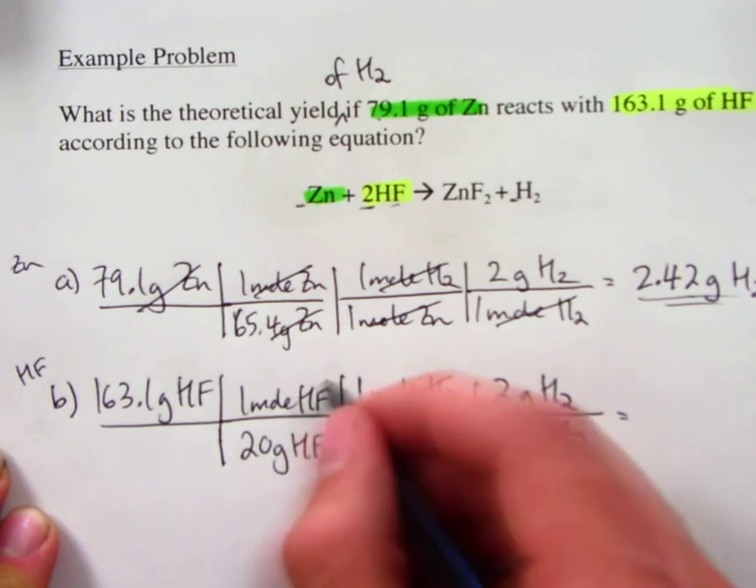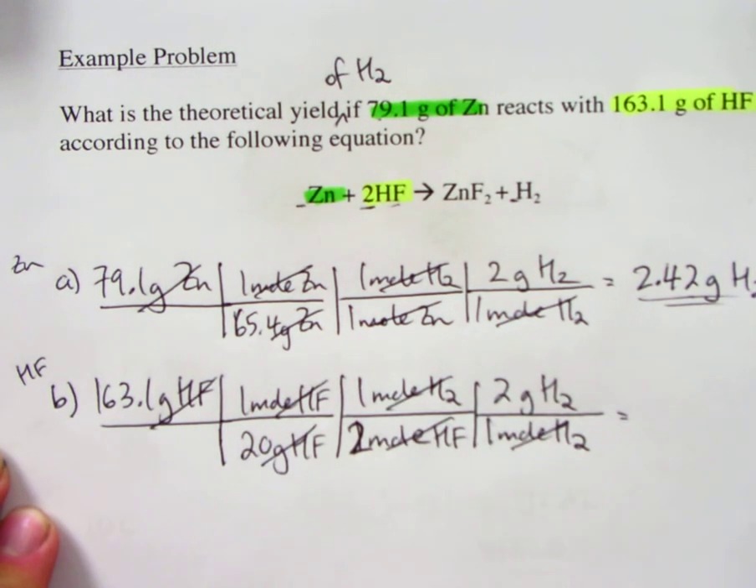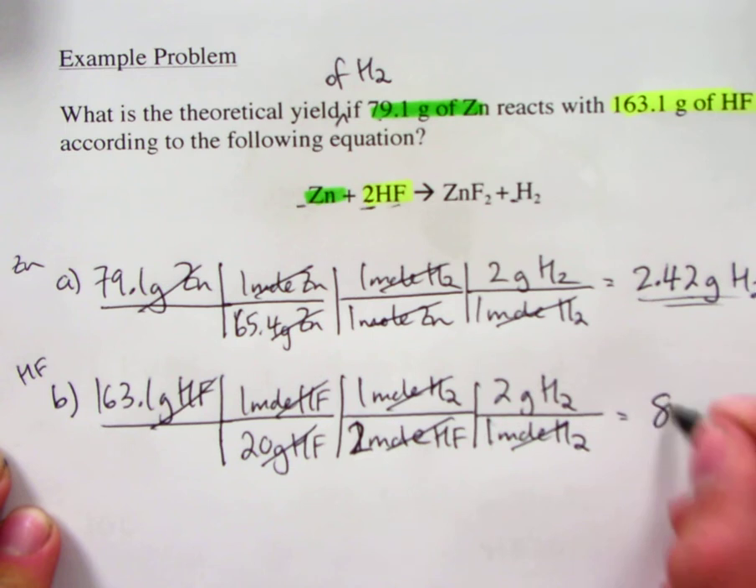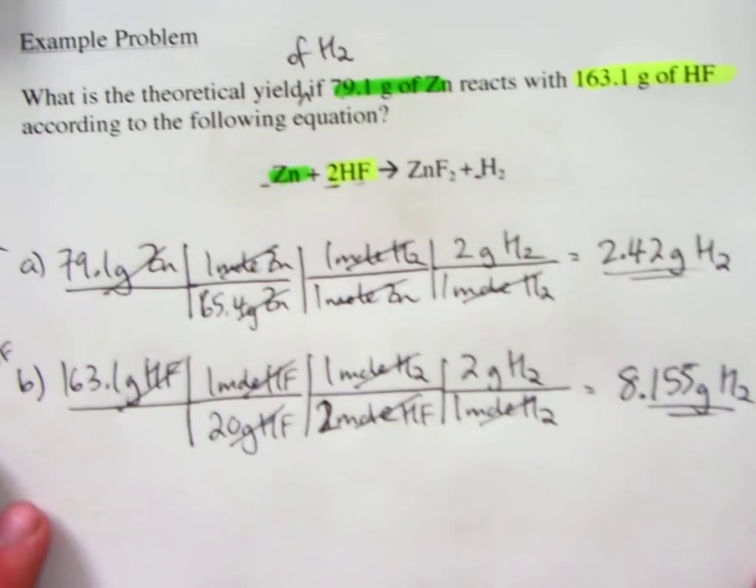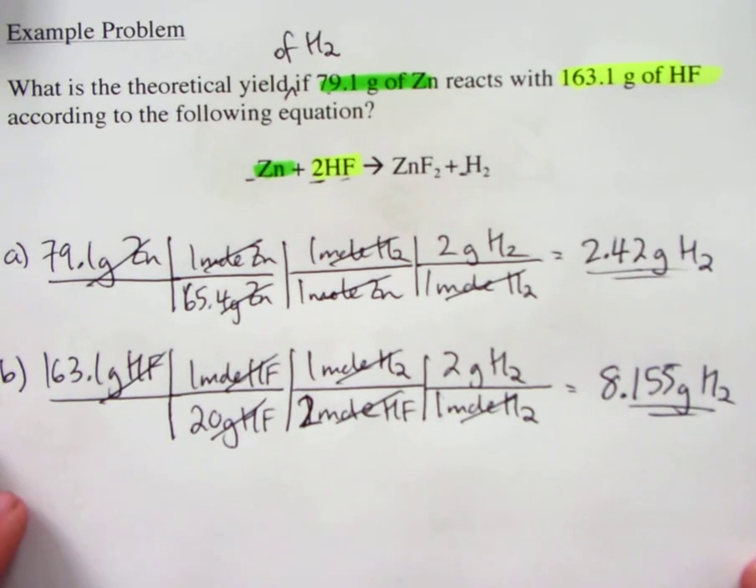I cancel out my units here. I do the math across. I will get a final answer of 8.155 grams of H2. 4 sig figs because I have 4 sig figs back here. So now the problem is, what's my limiting reagent? What is my limiting reactant?